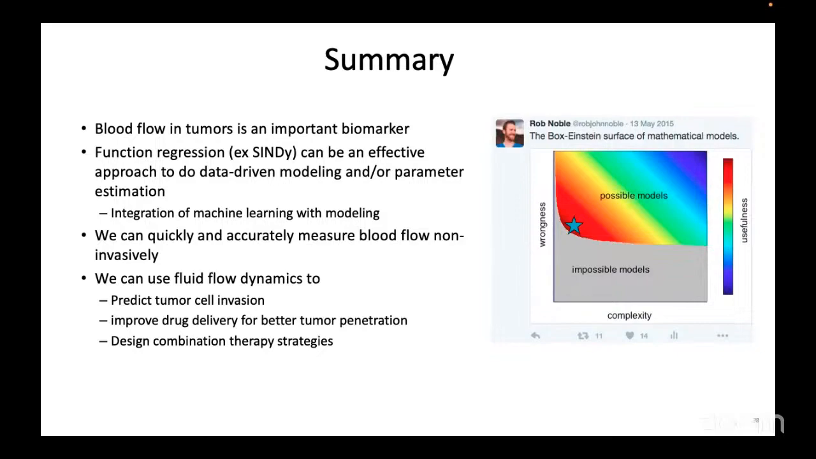Okay, so the point of this morally guided didactic lecture is that blood flow in tumors is a really important biomarker. In fact, it's a histopathologic feature of grade. So what we've done is apply function regression, weak SINDy, to do data-driven modeling and parameter estimation. You can use SINDy to estimate parameters for a fixed model, and that's kind of what we're doing here, although it's also doing model ID to some degree.